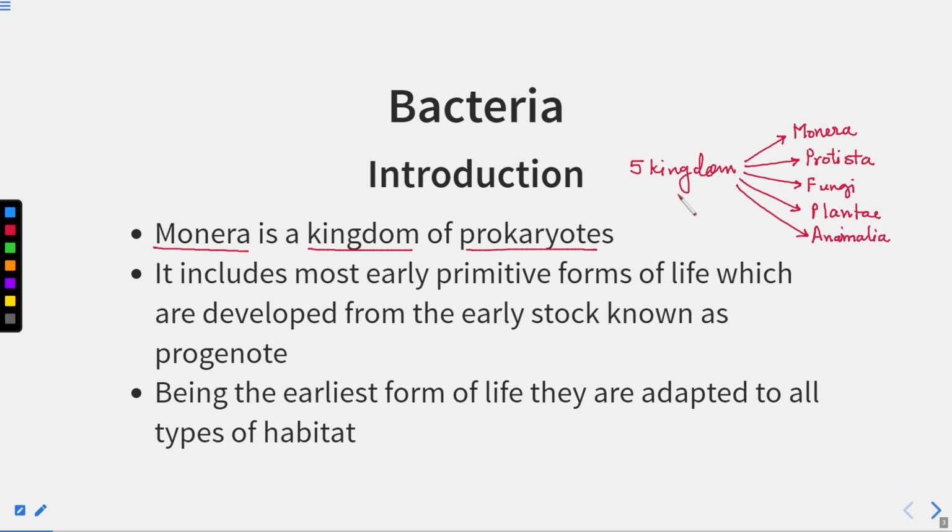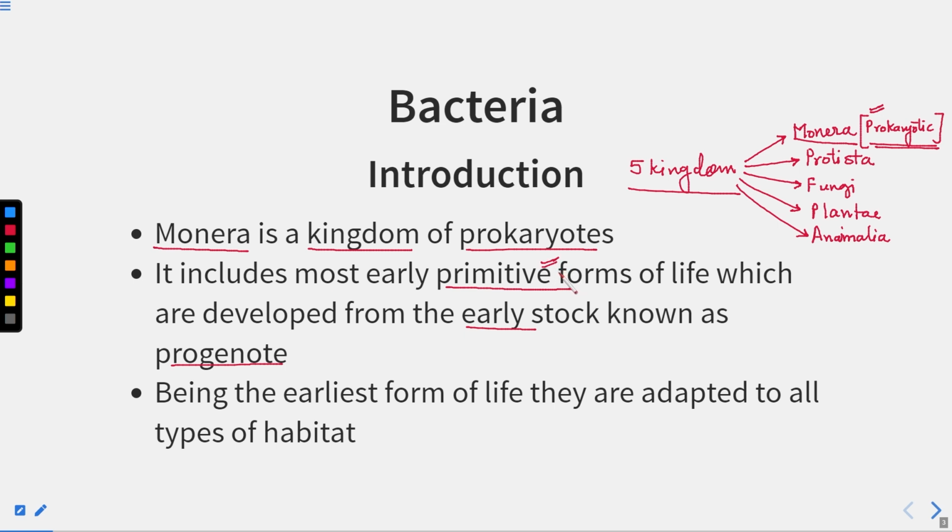Animalia, right? And in this 5 kingdom classification, we have Monera, in which all the organisms having prokaryotic cells are placed. Okay, so it includes mostly the early primitive forms of life which developed from the early stock known as the progenote. So the first organism that developed in the sea was a type of prokaryotic cell. In fact, it was not a prokaryotic cell. It is a lower grade of organism, that is the primitive form of the prokaryotic cell.